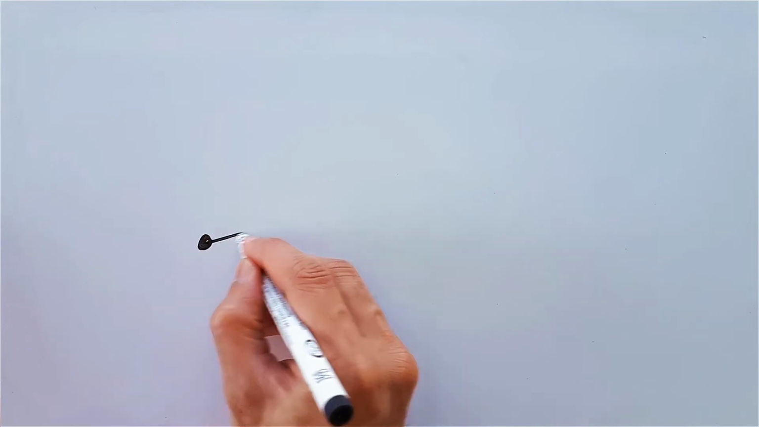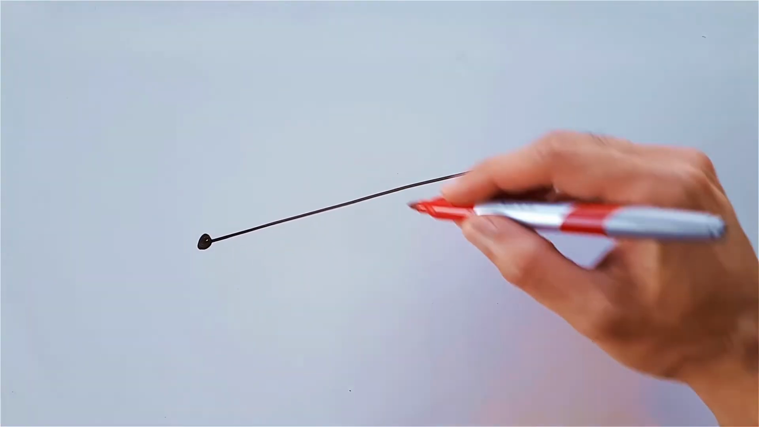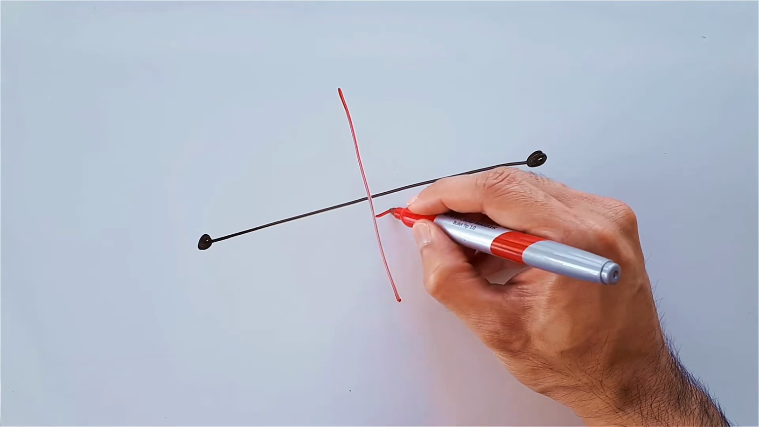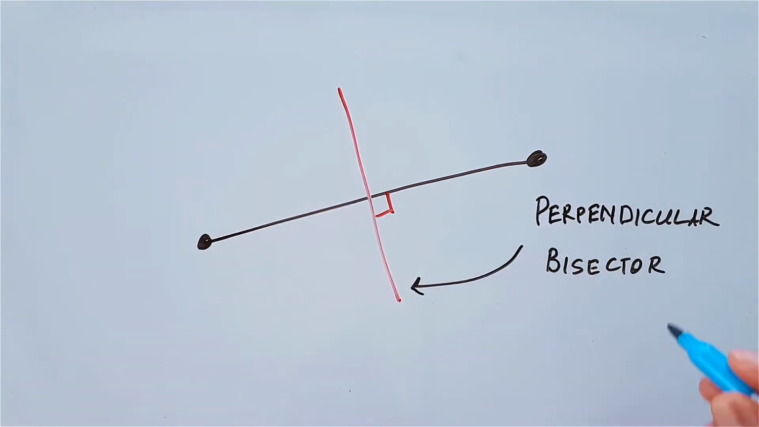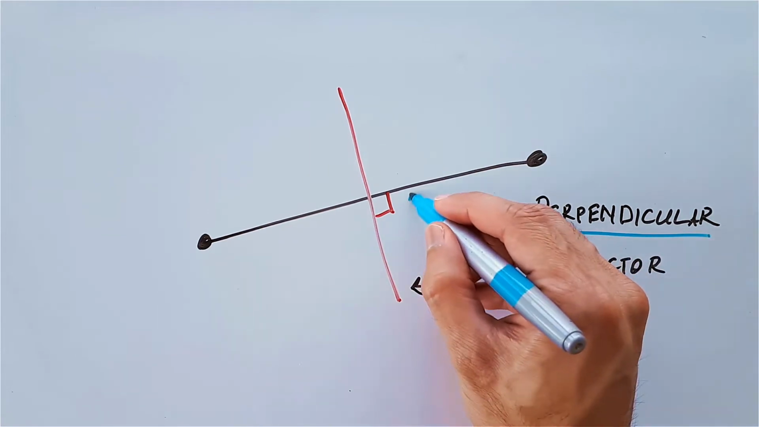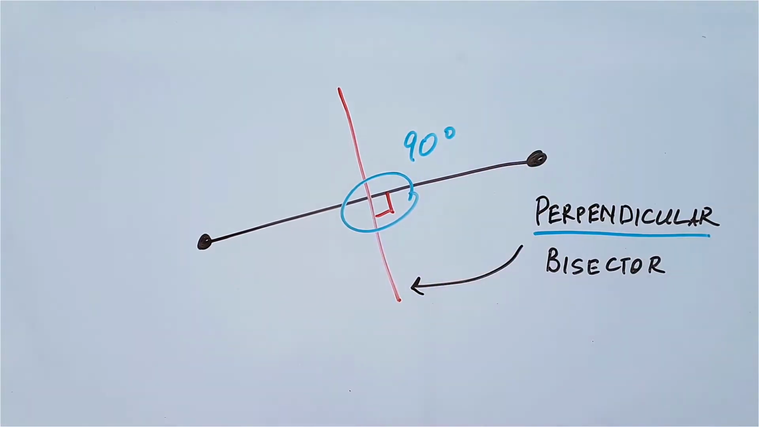Let's say we want to cut this line right down the middle using a laser. And let's say the laser must have a right angle to the line. The red line is known as a perpendicular bisector. The word perpendicular means 90 degrees, and that is the angle we made between these two lines.